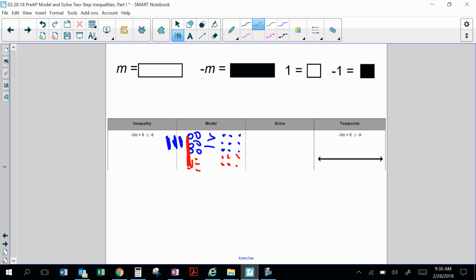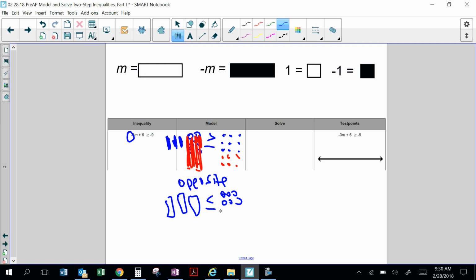All this cancels out. So are we solving for m's or negative m's? We're solving for m. So I need to do the opposite. This negative right here means you do the opposite of it. So we flip everything around, including the inequality sign. So negative 3m becomes 3m.